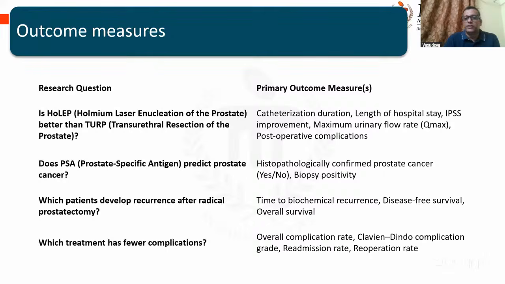Second, if I take histopathology-confirmed prostate cancer, yes or no, this is the outcome variable, and we will be looking into biopsy positivity. And for which patients develop recurrence after radical prostatectomy, we look at time to biochemical recurrence, disease-free survival or overall survival. So this is a continuous outcome variable where it is measured in time. And which treatment has fewer complications? So it's a binary outcome variable. We'll be looking into overall complication rate, or maybe some kind of grades, readmission rate or reoperation rate. Again, it is a categorical one.